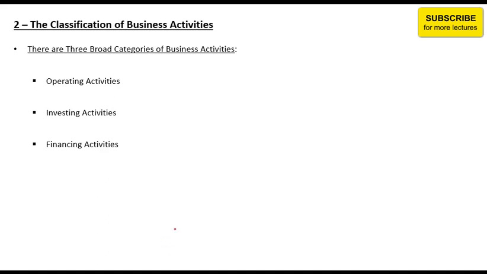Investing activity is about investments. For example, if you have bought an asset, that is an investing activity. If you have placed a short-term investment, that is an investing activity. So anything which is related to investment into an asset or buying an asset, that is primarily the investing activity.